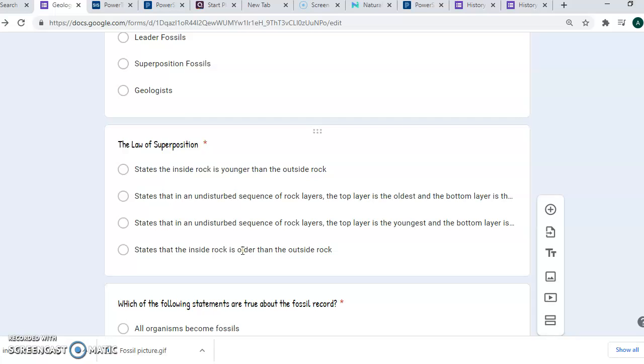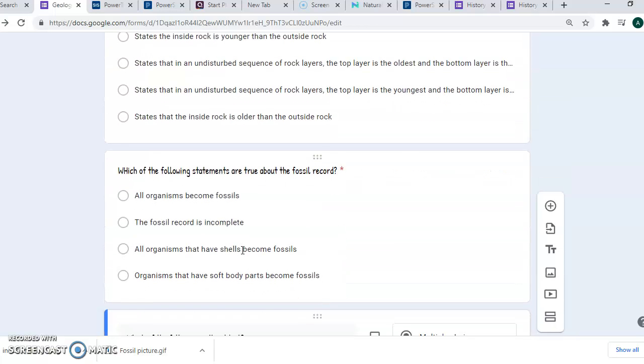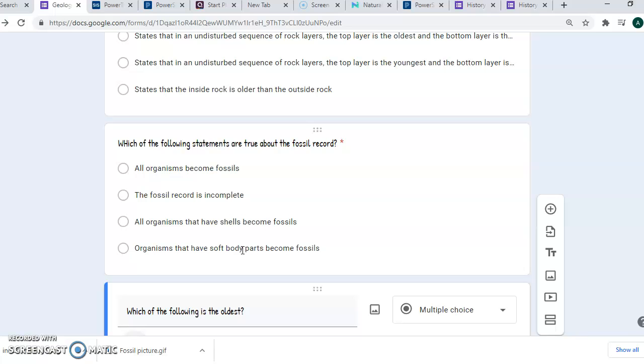The law of superposition states the inside rock is younger than the outside rock; states that in an undisturbed sequence of rock layers, the top layer is the oldest and the bottom layer is the youngest; states that in an undisturbed sequence of rock layers, the top layer is the youngest and the bottom layer is the oldest; states that the inside rock is older than the outside rock.